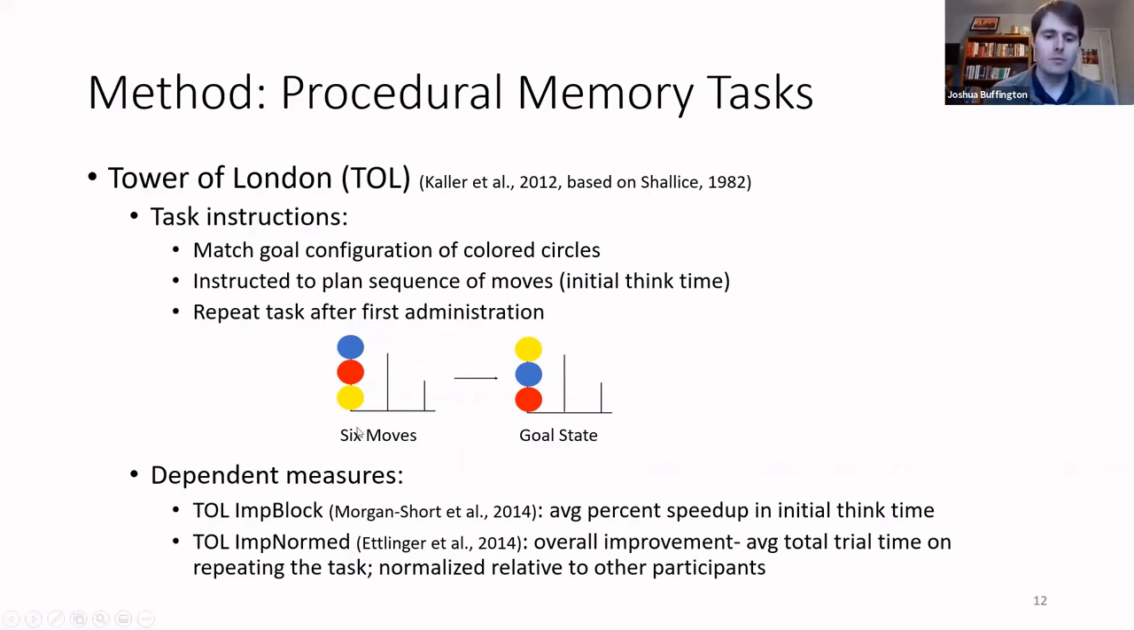So here you see an example trial. Participants would be asked to solve this within 6 moves, planning their moves ahead before beginning a move to match this goal state. We had 2 dependent measures for the Tower of London.